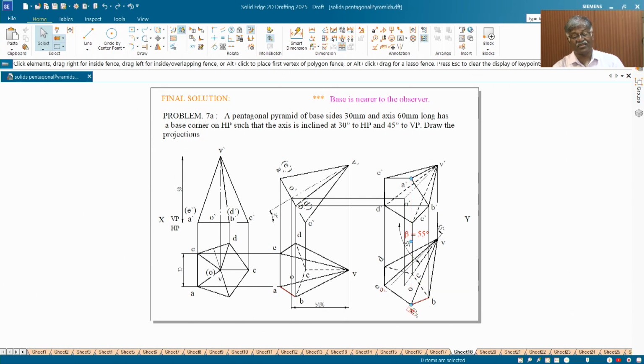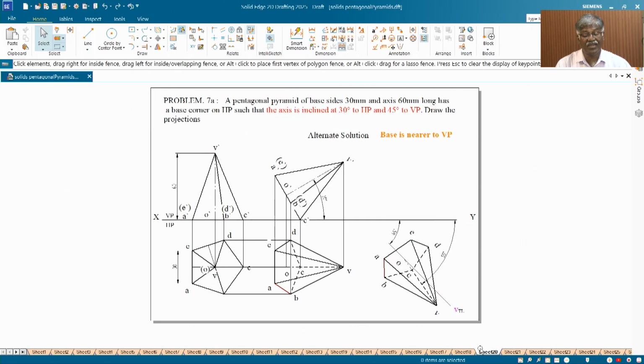Suppose somebody may ask, the base is away from the observer, what you will get? Definitely you have to redraw like this. Move and rotate such that base is towards the VP, then it is away from the observer. So none of the key surface is visible because only one key surface is there, apex is towards you, definitely it is visible. You cannot do anything with that because surface is not there.